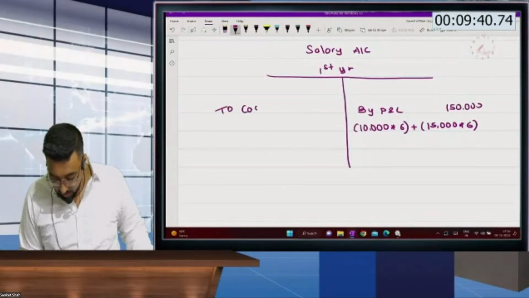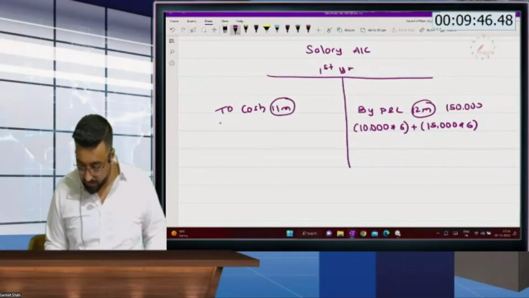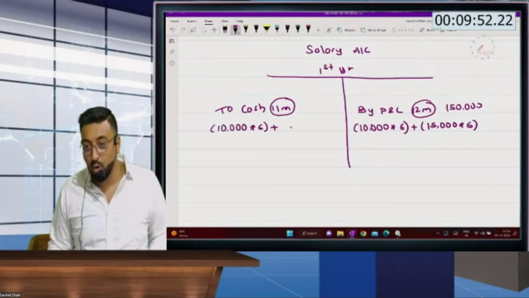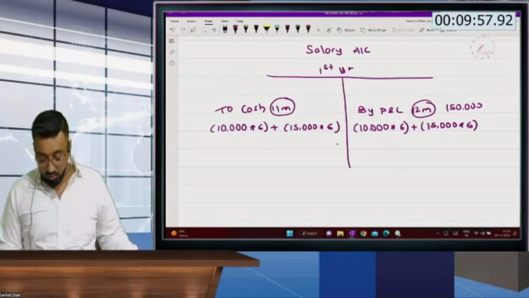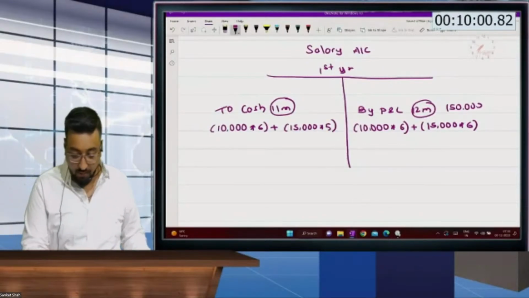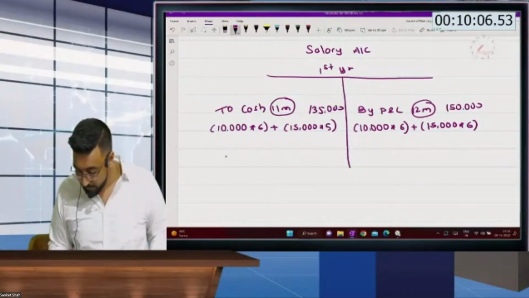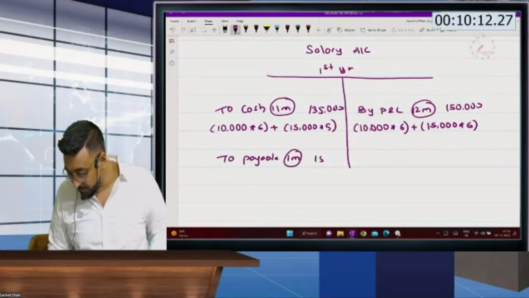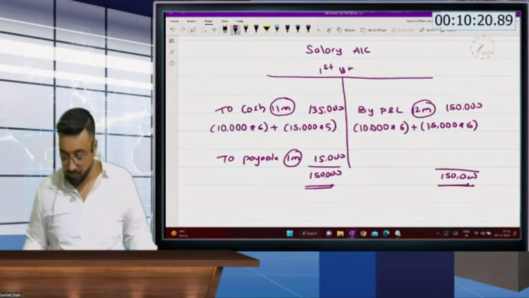To cash: out of this, by P and L is for 12 months, but you are paying cash for only 11 months. How 11 months? 10,000 for 6 months, you will pay it from May to October. But 15,000 you don't pay for March month. So this is for 5 months. So 75,000 plus 60,000, 135, and to payable only 1 month, that is March month, 15,000. So, sufficient time for thinking. 1,50,000, first year.